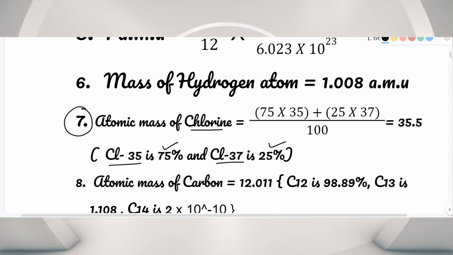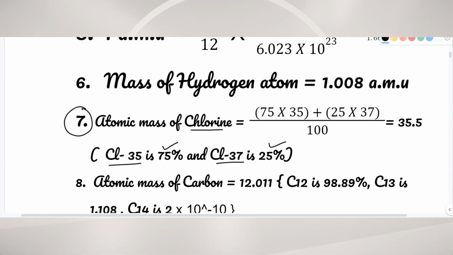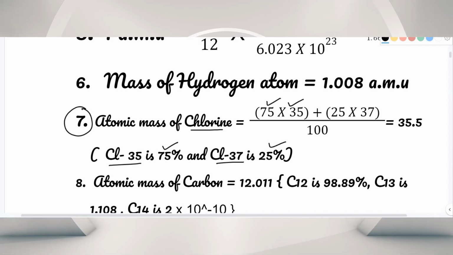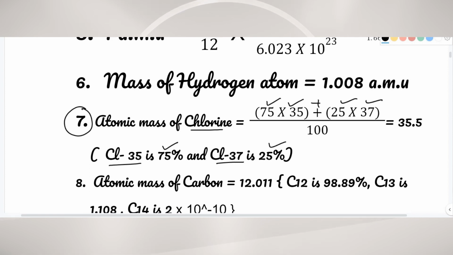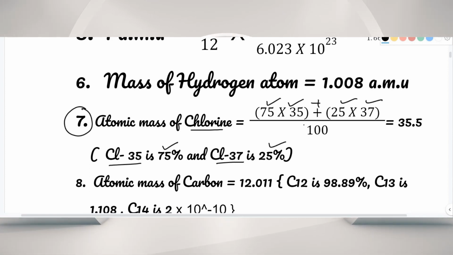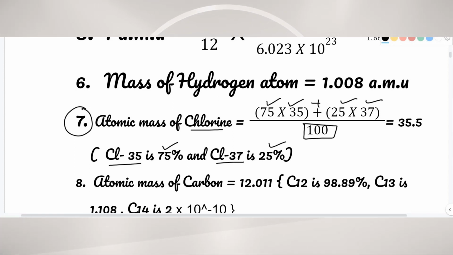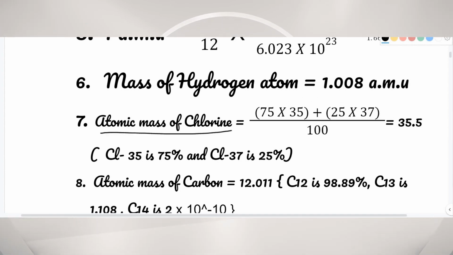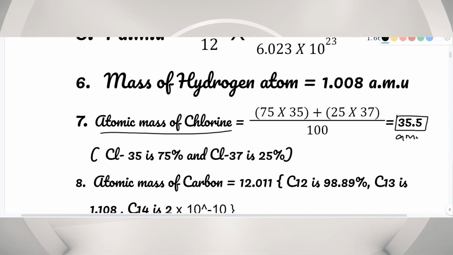That's the difference. Okay, so what is the atomic mass of chlorine? It is 75% of 35 plus 25% of 37, because it is a percentage, you are dividing by 100. On solving, you get 35.5. So the atomic mass of chlorine is 35.5 AMU, atomic mass unit.